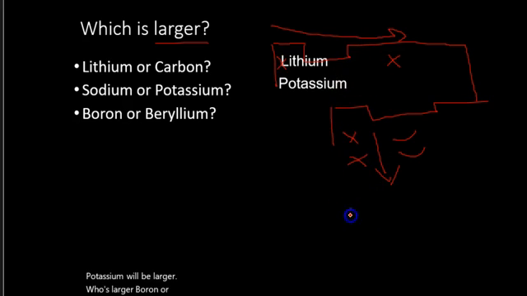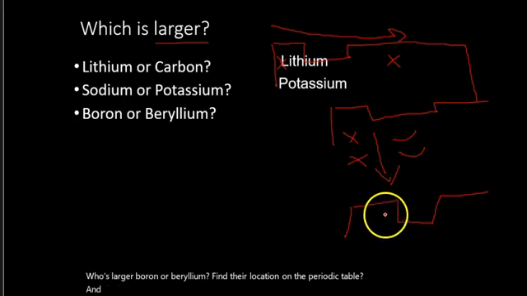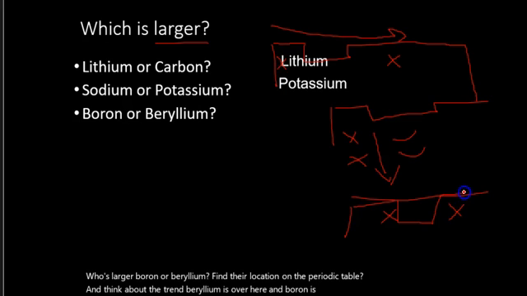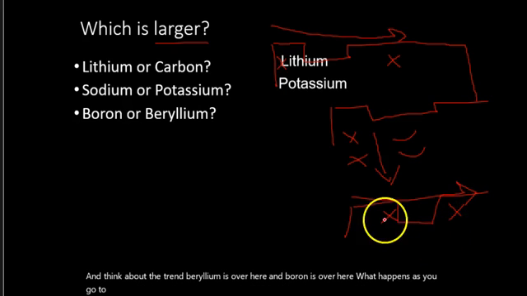Who's larger, boron or beryllium? Find their location on the periodic table and think about the trend. Beryllium is over here and boron is over here. What happens as you go to the right? It gets smaller.